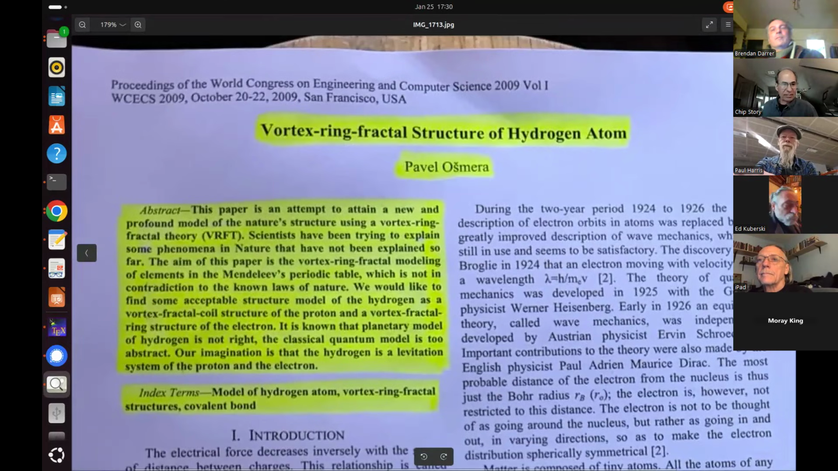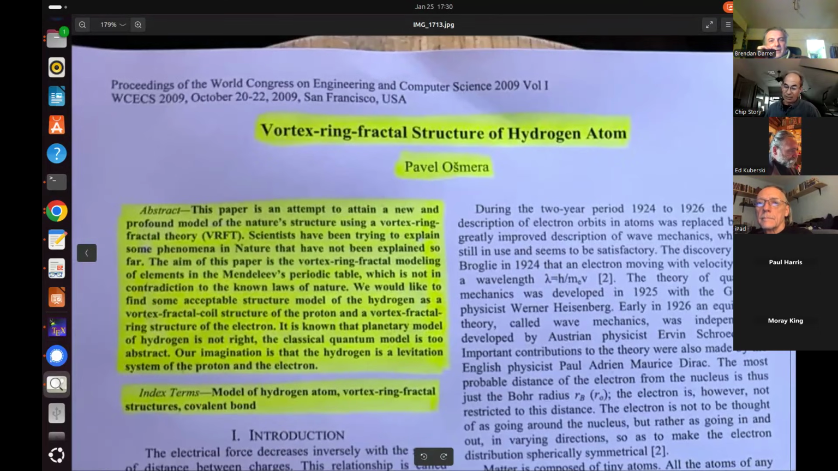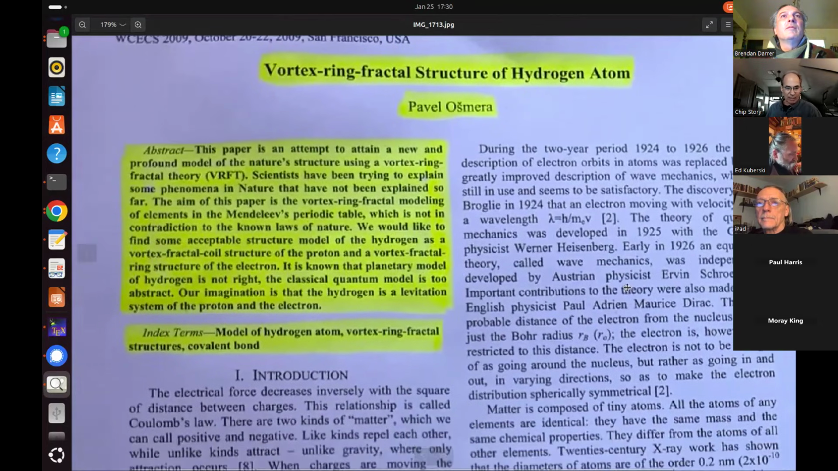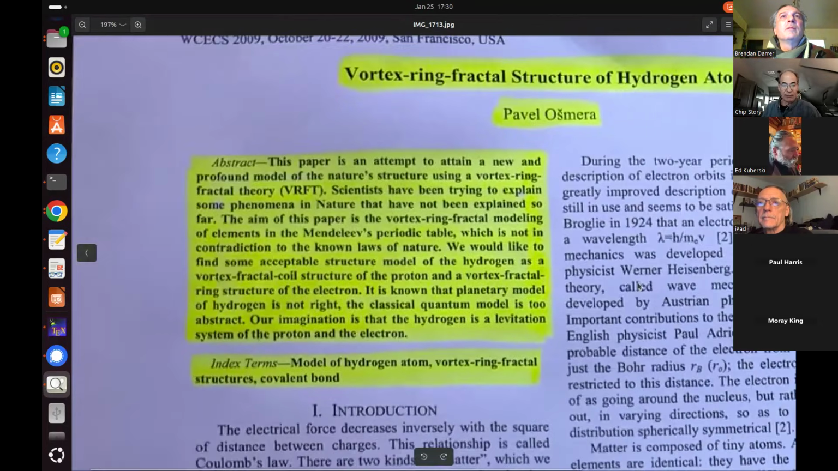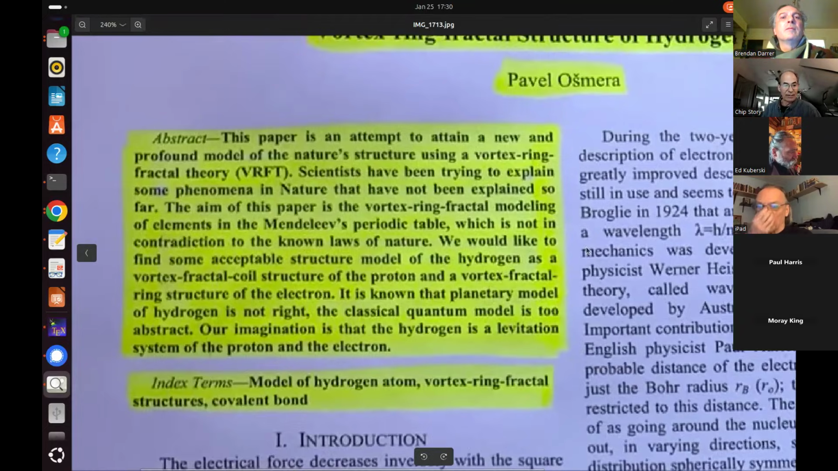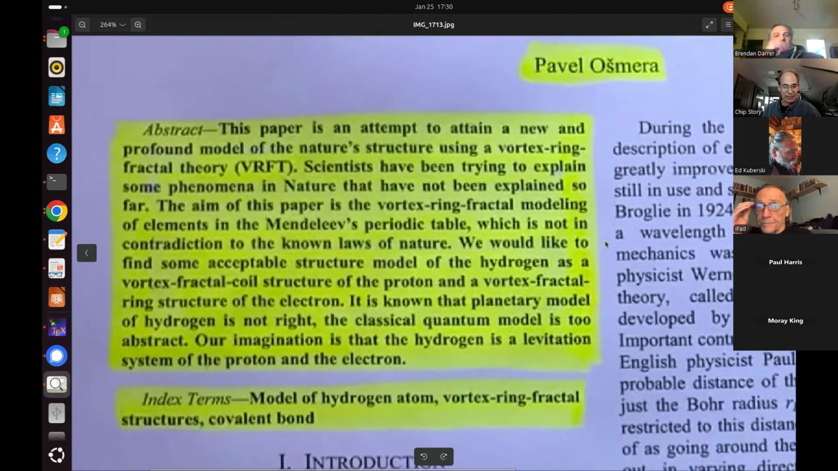All right, this is from the Proceedings of the World Congress in Engineering and Computer Science 2009, Vortex Ring Fractal Structure of the Hydrogen Atom, Pavel Asmira. Abstract and highlights. This paper is an attempt to attain a new and profound model of nature's structure using a vortex ring fractal theory, VRFT.